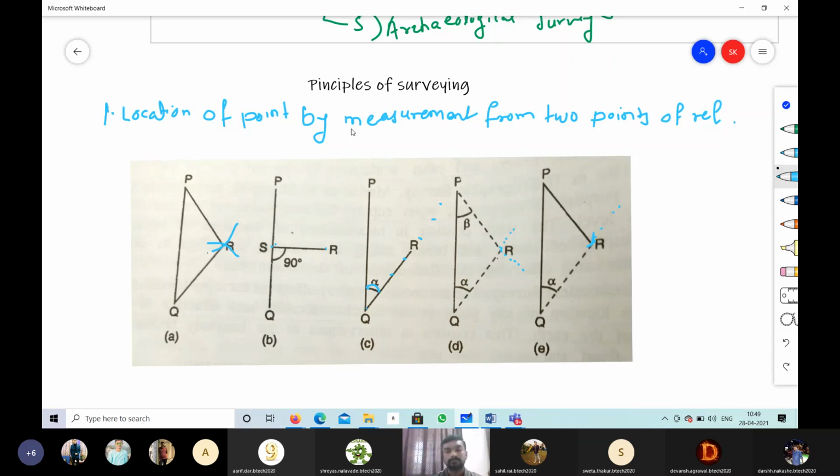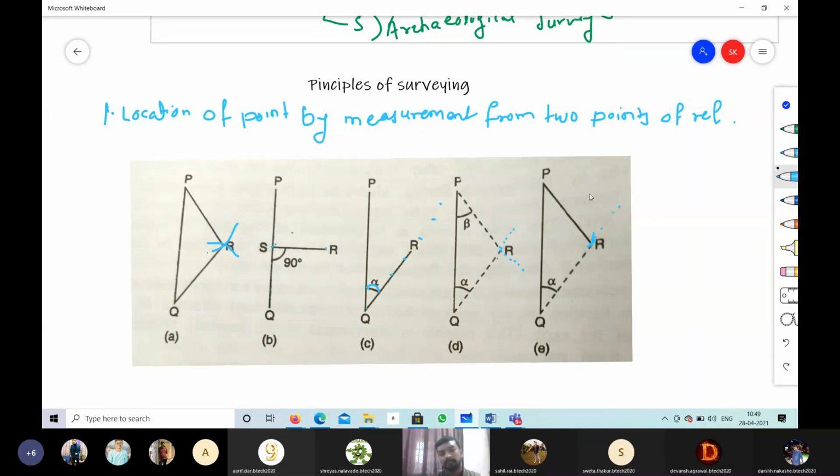What are the two points of reference here? There is one unknown point and there are two known reference points. So what are those? P and Q. Yes, P and Q are the reference points and R is the unknown point. Okay, that is how we decide the location of point R.